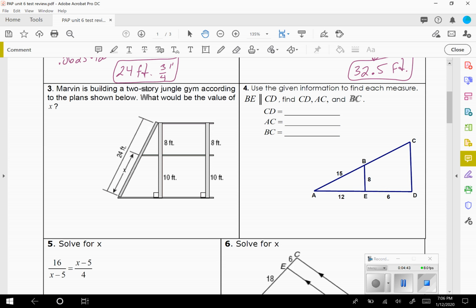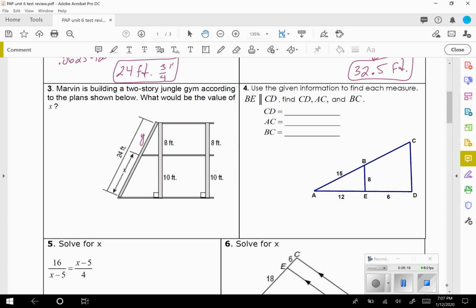Okay, question 3. It says Marvin is building a 2-story jungle gym according to the plans below. What would be the value of x? Okay, so we have here, it's like 2 triangles going on, okay? So what we need to do is actually introduce another variable right here, okay? Because what we're going to do is look at the big triangle. I'm going to find this piece of the small triangle, and then I'm going to use that to find x.